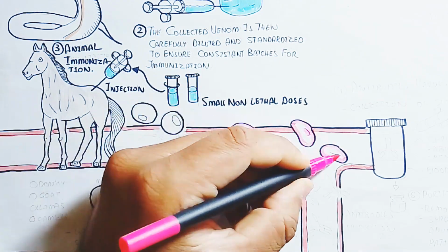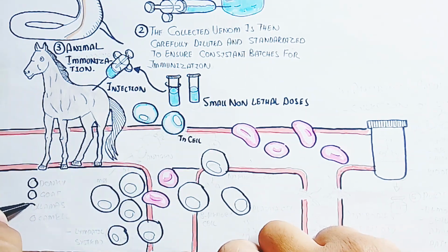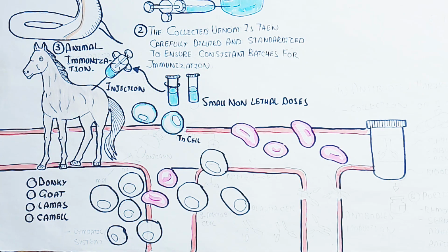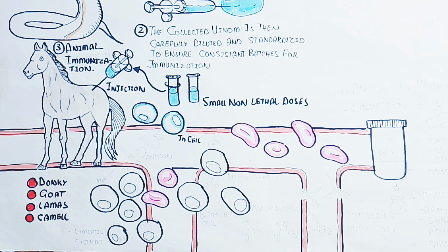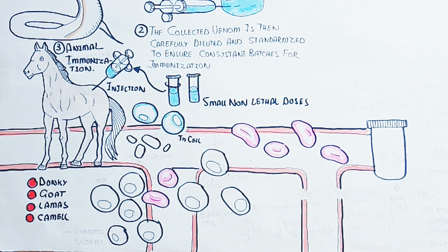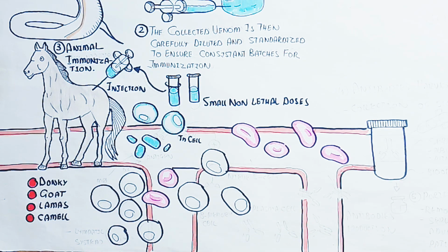The blood circulatory system of the horse contains RBC and WBC. This is the T helper cell. Other animals like donkeys, goats, llamas and camels can also be used for this purpose, so remember that, not only the horse. When these small non-lethal doses are injected, here is the antigen.